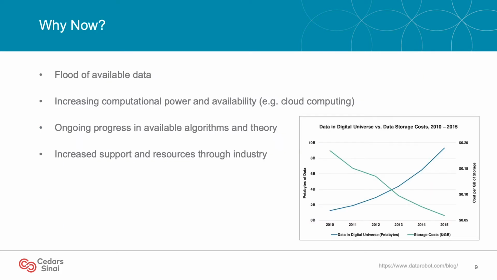Why now? Why is this so popular right now? Why is everybody doing machine learning? Well, first off, we have a flood of available data. I think we can all appreciate the difficulty of collecting and managing and storing and curating data. It's a real challenge. But we also have this explosion of computing power that's been going on for many years now. In particular, now we have pretty easy and cheap access to cloud computing. There's also been a great amount of progress in the development of algorithms and the theory behind machine learning. And there's been greater interaction and support coming from industry. So it's a really good time to be getting into machine learning.